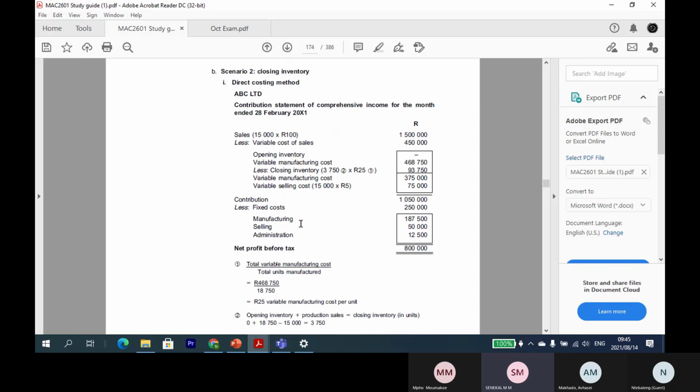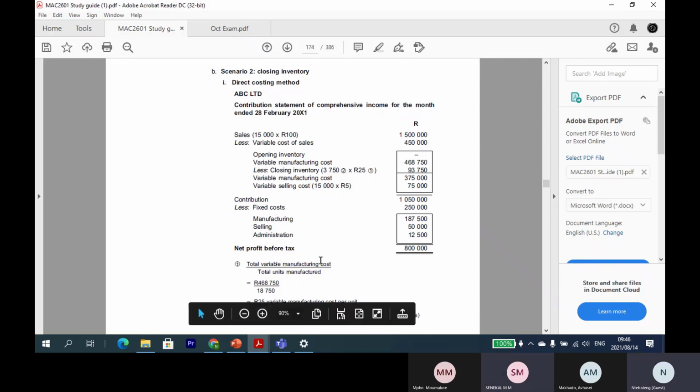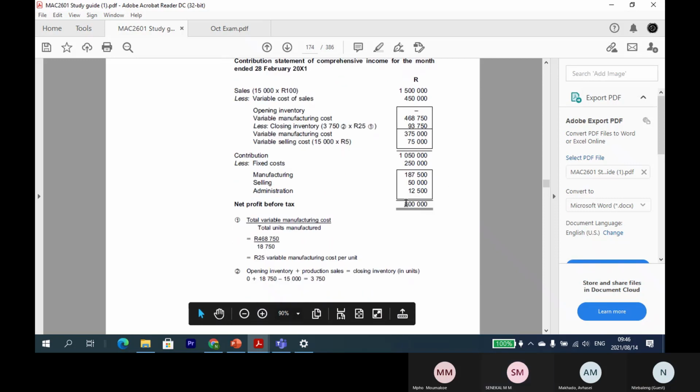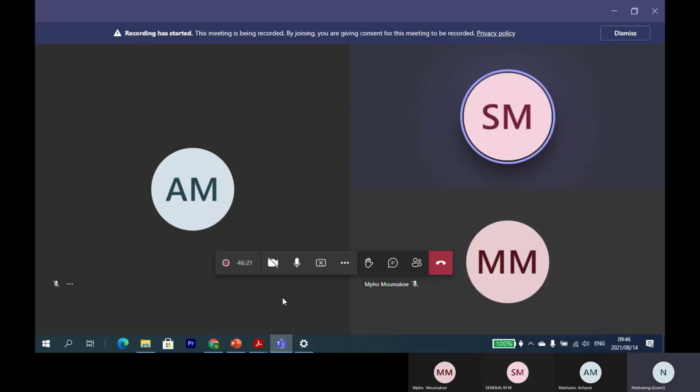Then my total contribution I came to 1,050,000. Then less the fixed costs, all the fixed costs, which are the manufacturing cost, selling cost and administration cost. All of that stays the same because it is fixed cost; you can't change it. So that is the total amount that I wrote there, and I got a net profit before tax of 800,000. That's for the direct costing method.